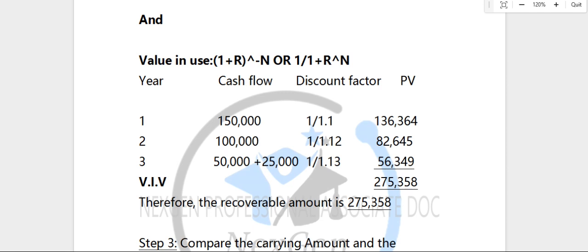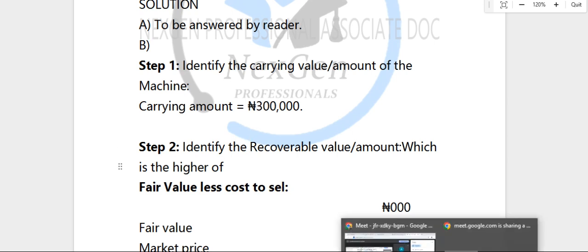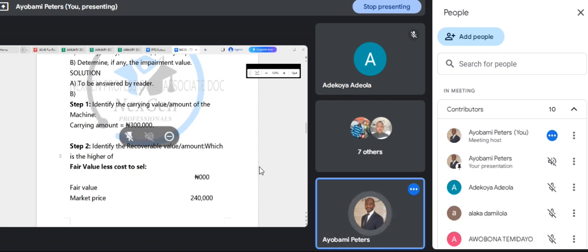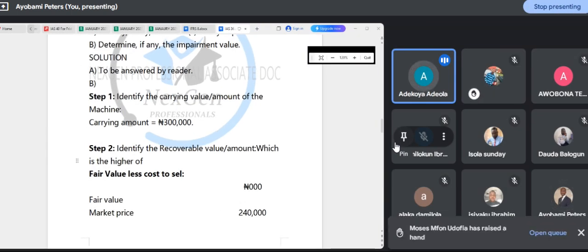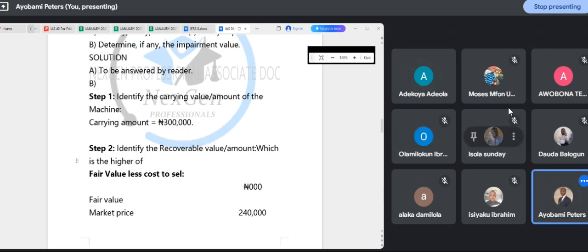Class, let me ask you now. Our fair value is 235,000, and then the value in use is 275,358 naira. Class, I'm asking you, what is our recoverable value? Please, in just a few seconds, quickly talk. Adiola, if you can help us out, I will be glad. Our recoverable value is the value in use. Moses, yes. Ufon is raising his hand. Why is this so?